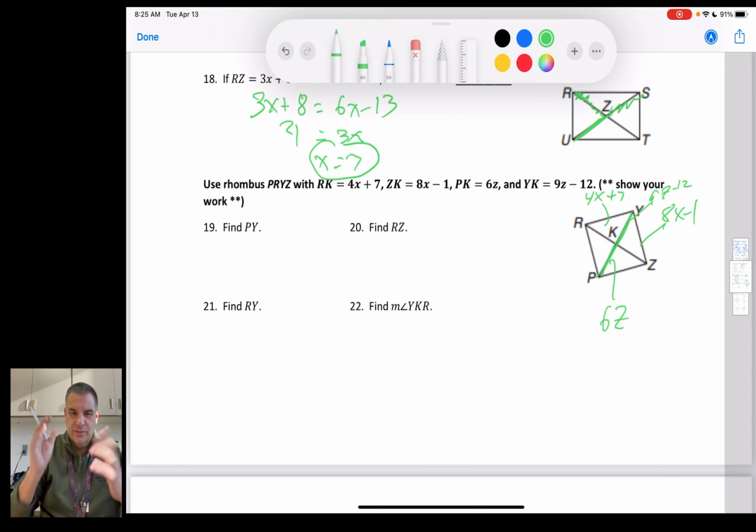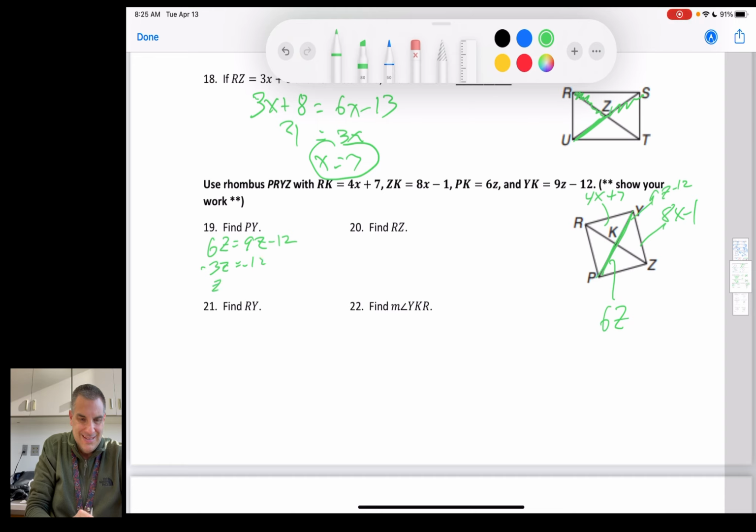Well, all the diagonals bisect each other. So to find PY, we can go 6z is equal to 9z minus 12. So that's negative 3z equals negative 12. Z is equal to 4. So that makes this length 24, which makes this length 24. 24 plus 24 is 48.